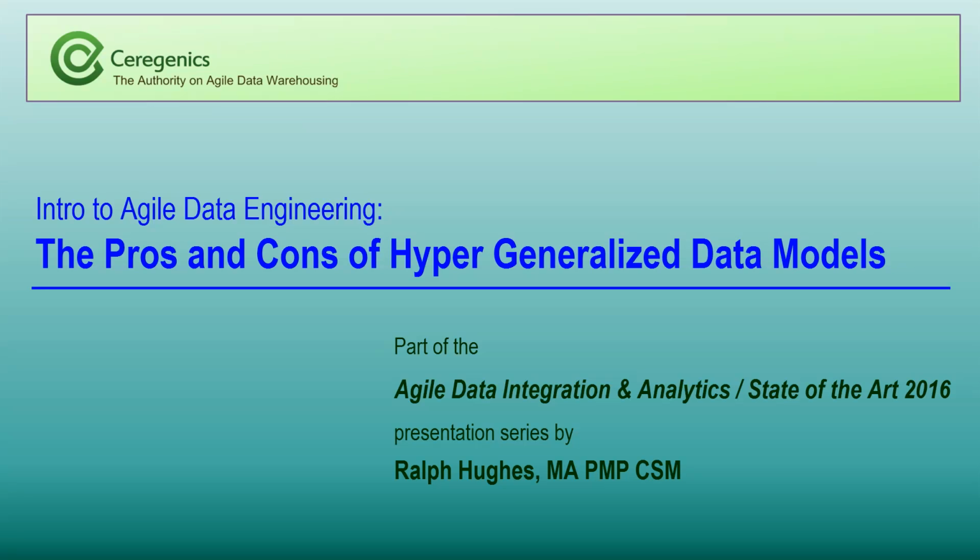In the previous screencast, Ceregenics Chief Systems Architect Ralph Hughes introduced you to the first of two hypermodeling techniques, hypernormalization. With this screencast, Ralph will show how a hypernormalized schema can be simplified into a hypergeneralized data model, which will then allow for far greater automated data warehouse development.